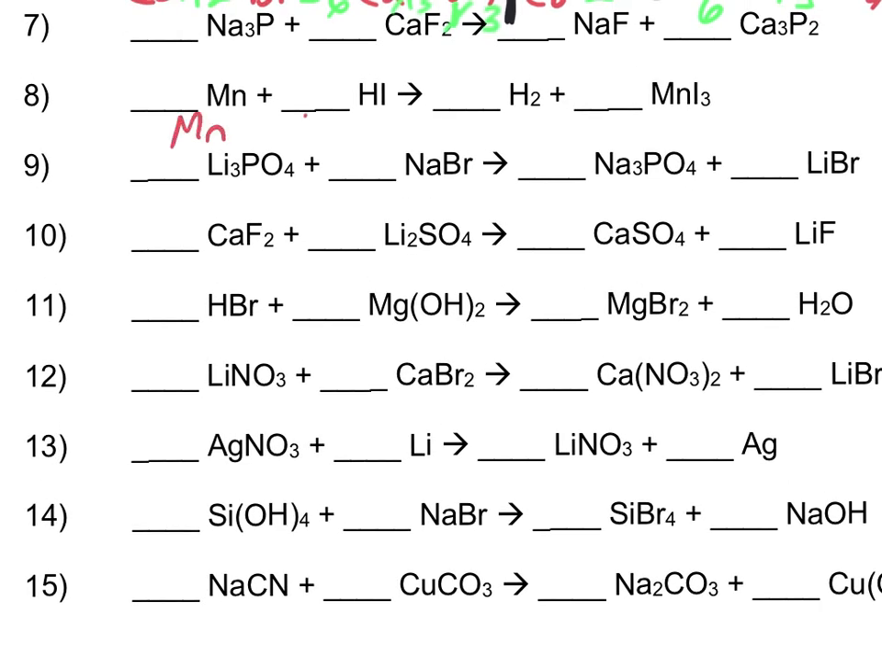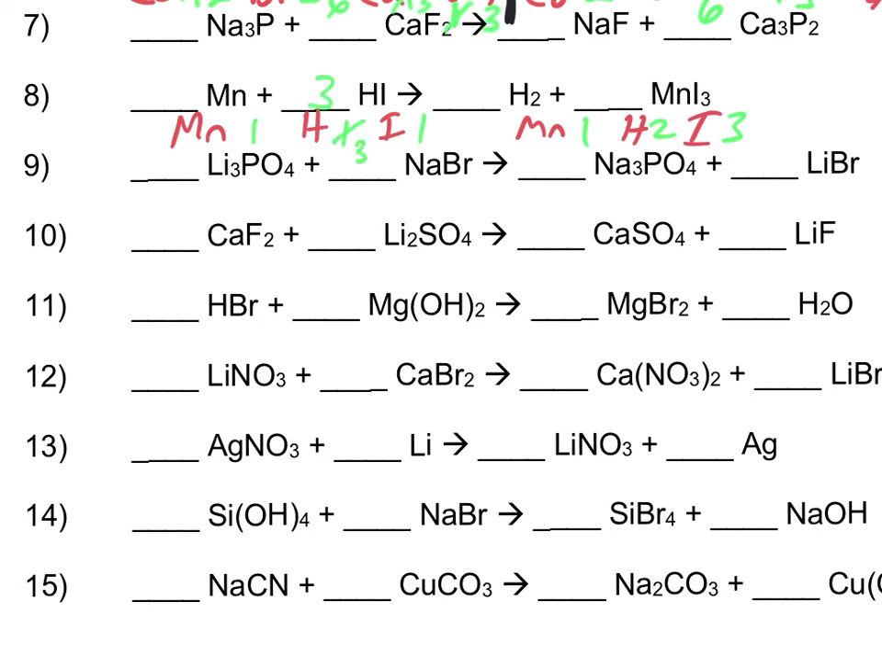We have manganese, hydrogen, iodine. Manganese, hydrogen, iodine. 1, 1, 1, 1, 2, 3. I see that 3. I said something about doubling, but this I is by itself, so I can just put a 3 in front of that, and that's fine. In fact, let's just see what that does.